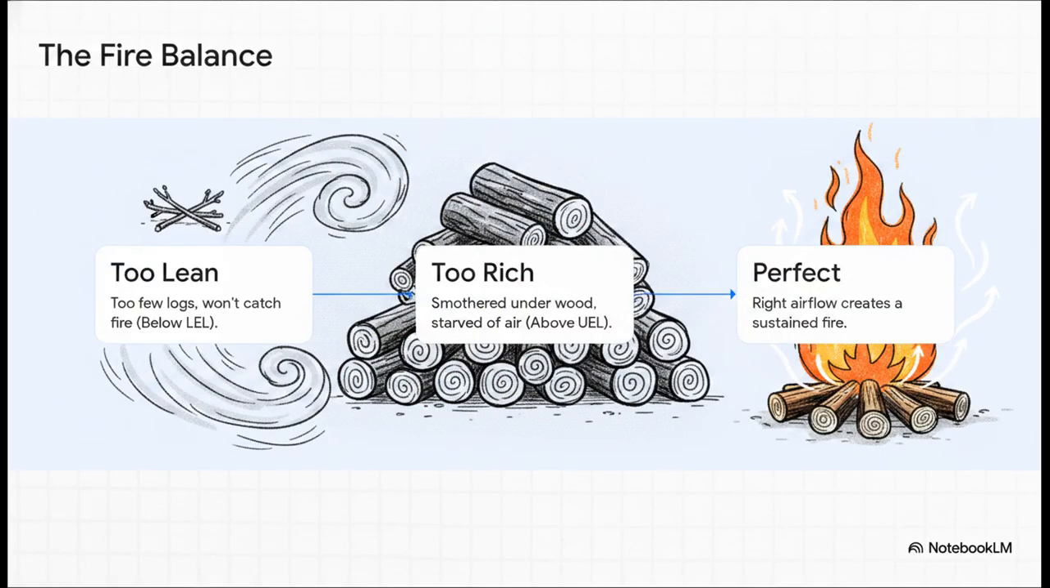To make this invisible gas physics instantly relatable, let's think about building a campfire. If you have just one or two tiny twigs and a massive gust of wind, your fire won't catch, right? That's a mixture below the LEL. It's too lean. Now imagine you dump an entire truckload of heavy logs directly onto a tiny spark, packing it so tight no air can get in. It completely smothers. It's starved of air, which is exactly like a gas mixture above the UEL. It's only when you have that perfect, well-ventilated balance of logs and airflow that you get a roaring, sustained fire. A gas cloud works exactly the same way.